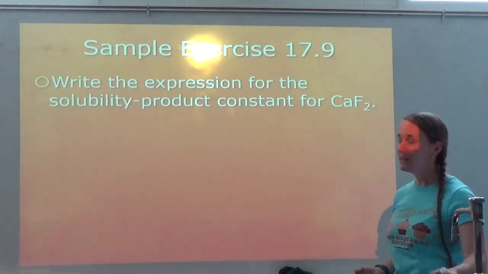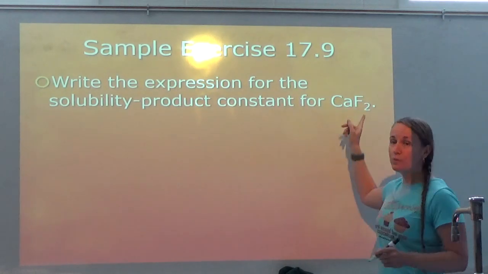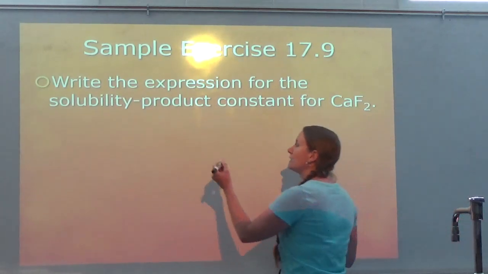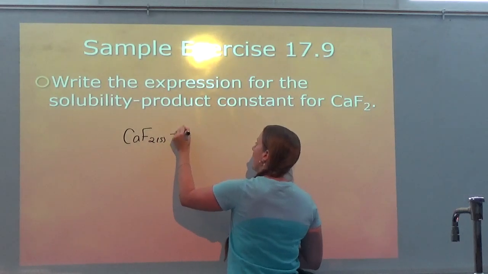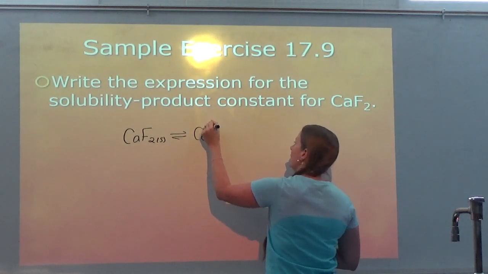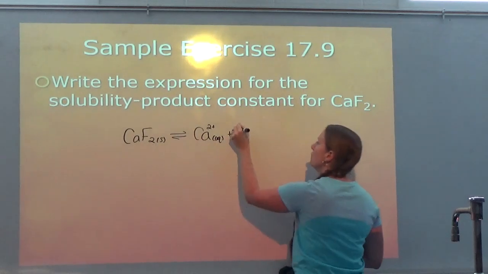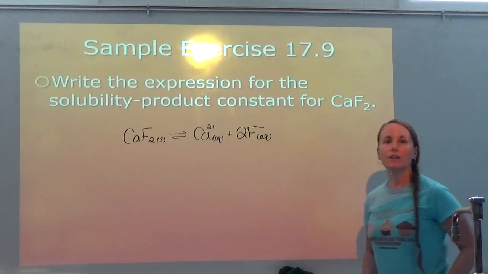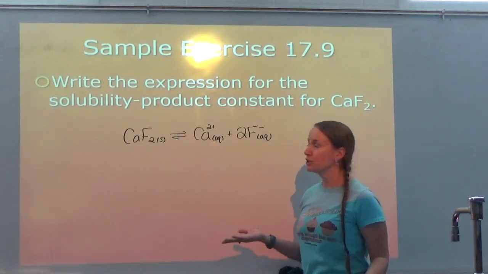So it says, write the expression for the solubility product constant for CaF2. Now, once you get good at these, you won't need to sit there and necessarily write the reaction, but I'm going to write the reaction just so you get used to seeing it. Okay, so we have our solid, and it's going to break up into calcium with a positive 2 and 2 fluoride ions with a negative 1. Okay, so you got to be careful of that. You have to actually write how many ions you're going to get.